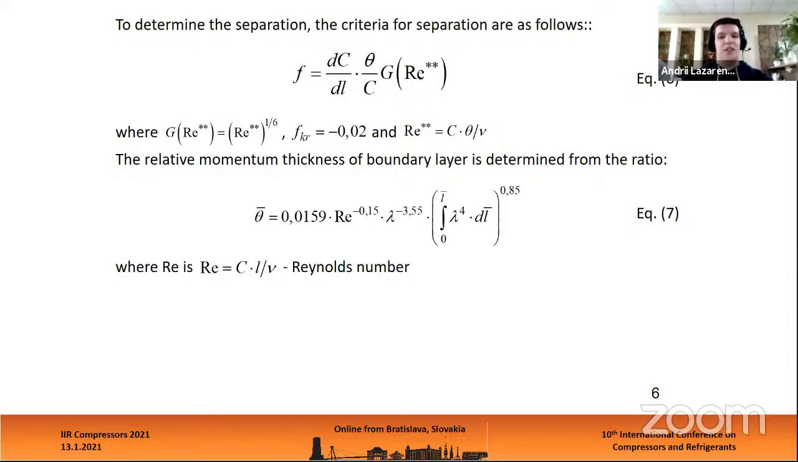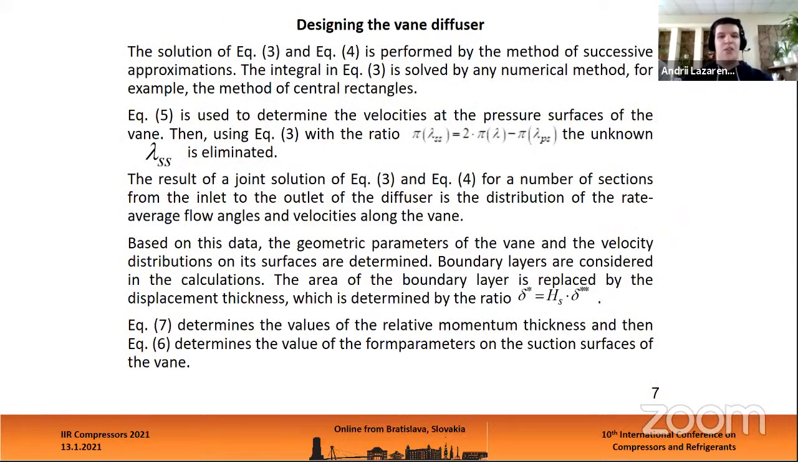And the relative momentum thickness of the boundary layer is determined from equation 7, where Re is obviously the Reynolds number. So, designing the vane diffuser. The solution of aforementioned equation 3 and equation 4 is performed by the method of successive approximations, and the integral in equation 3 is solved by any numerical method, for instance, the method of central rectangles.